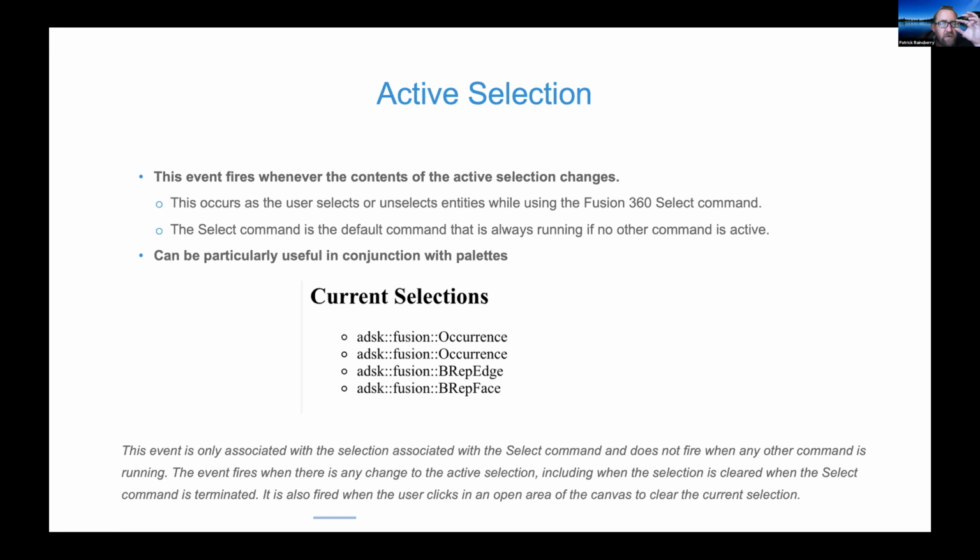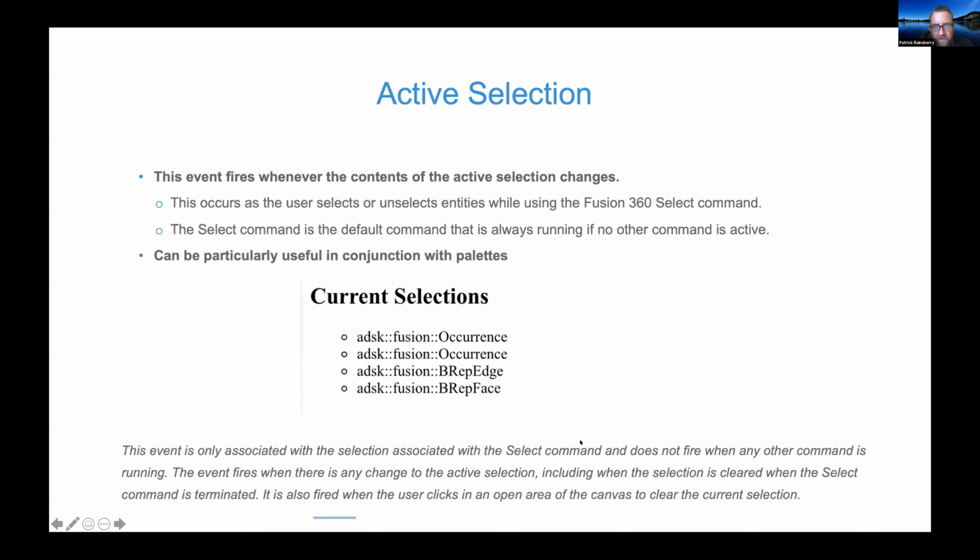So, active selection. This was something that was pretty highly requested. What this allows you to do is, when there's no other commands active, so you're in a dead state in the UI, which in Fusion's speak means the selection command is active, there's now an event where you can respond to what's currently selected. If anything in the UI changes, the selection changes, you can get a callback event that you can do stuff with. And that's also really important when we talk about palettes.